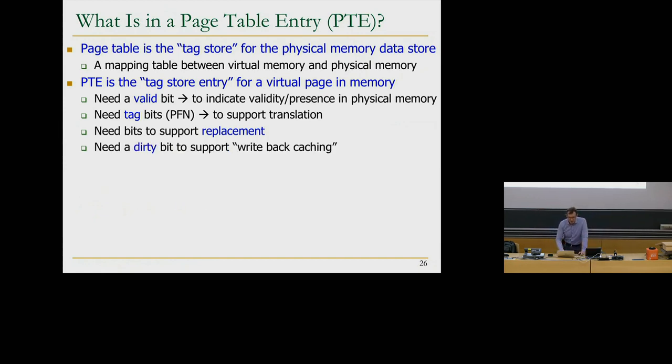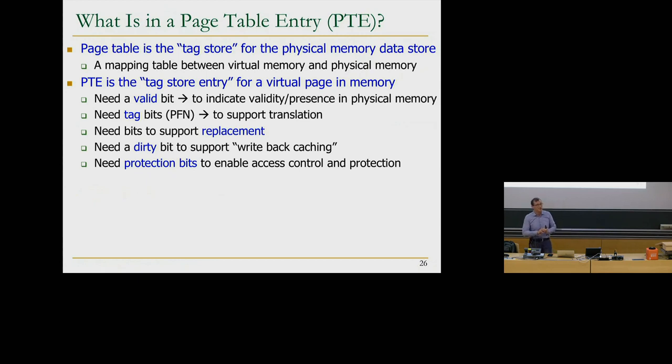You need to have a dirty bit to support write-back caching, meaning whether you've actually written to this page, should you write it back to the disk or not. You need to have protection bits to enable access control and protection. We're going to talk about this. This is actually a separate function of virtual memory.